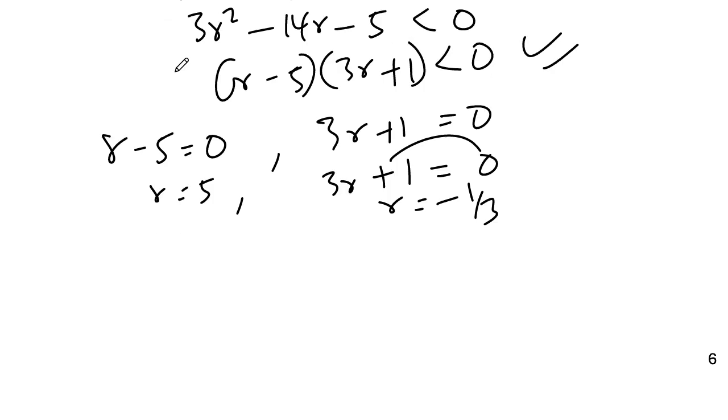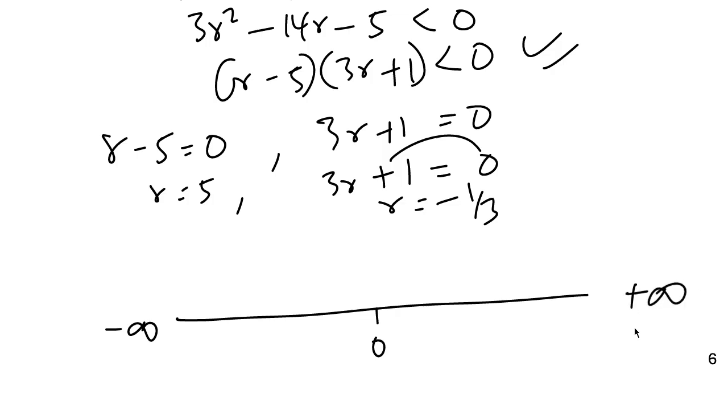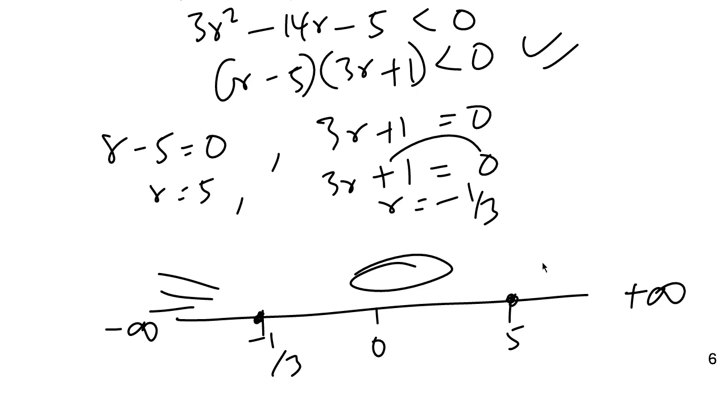So now draw a number line. Do you get? Starting from here, the origin. This is negative infinity, this is positive infinity. So let's say here is 5 and let's say here is negative 1 over 3. So you will test each of these regions. You will test for values less than minus 1 over 3, values in between minus 1 over 3 and 5, and values greater.